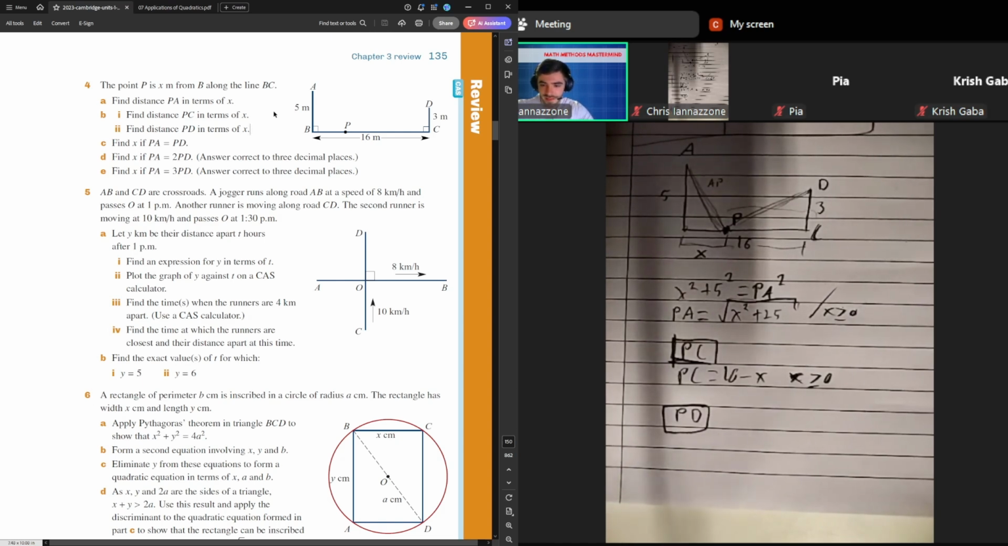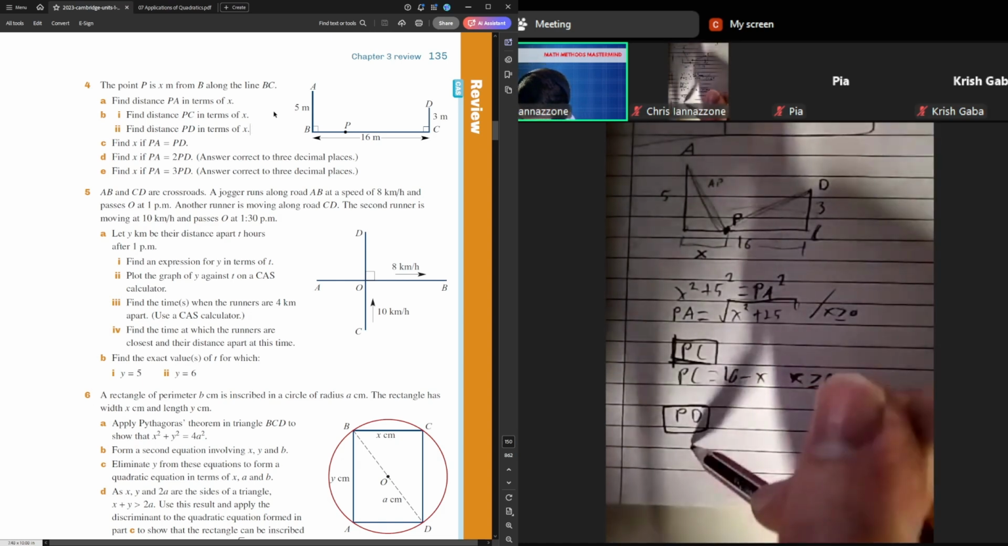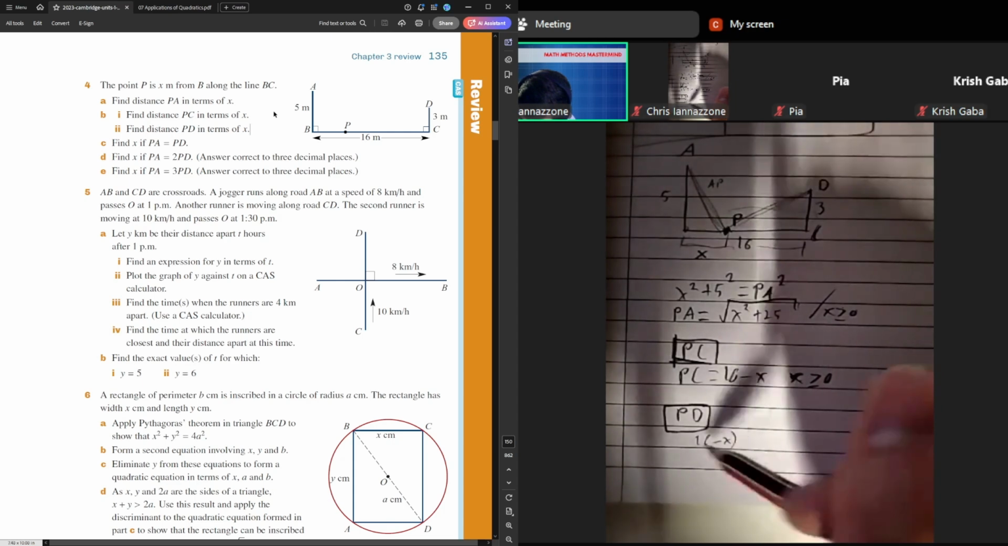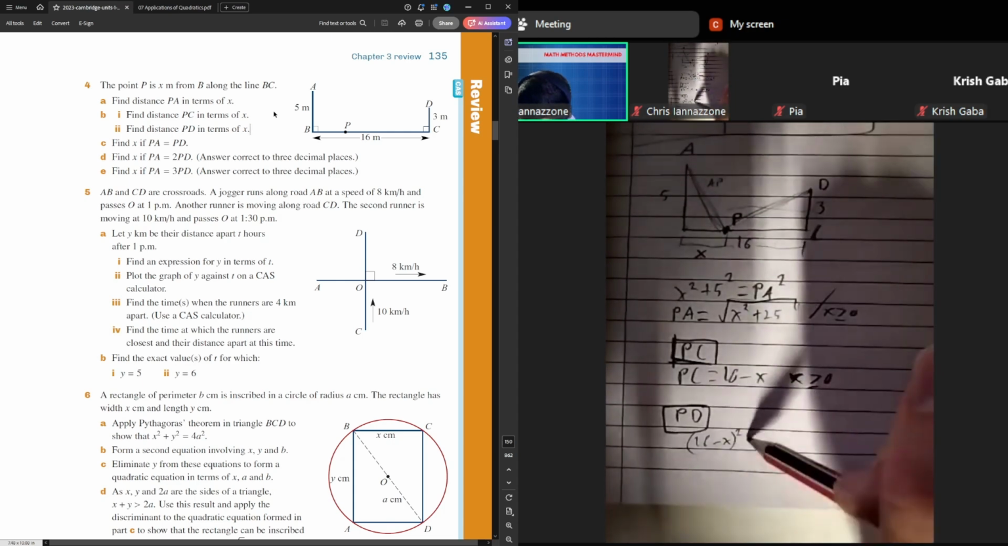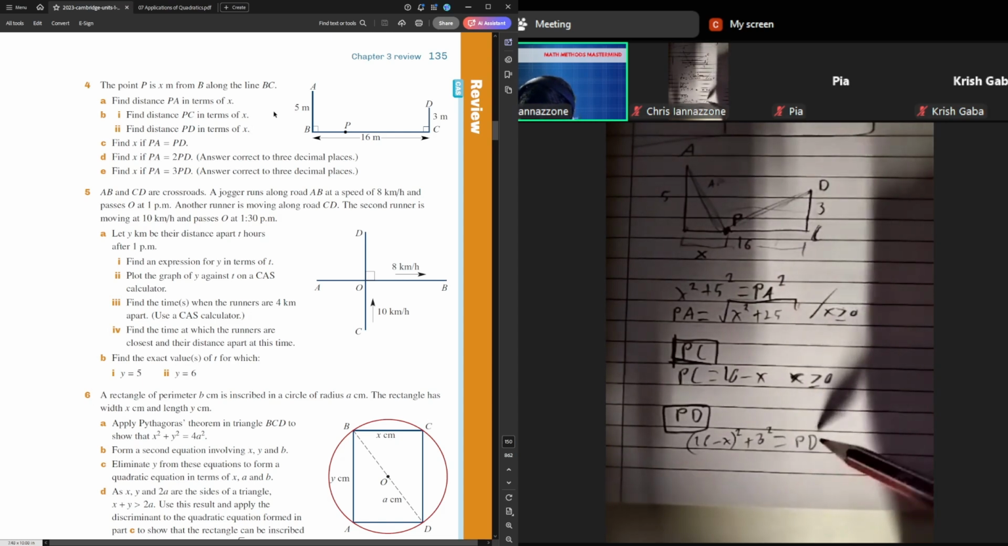Yeah, Pythag again for this one, absolutely. And this time we already have it using the 16 minus x, because this is 16 minus x here. So 16 minus x all squared plus the 3 squared from that is equal to PD squared.